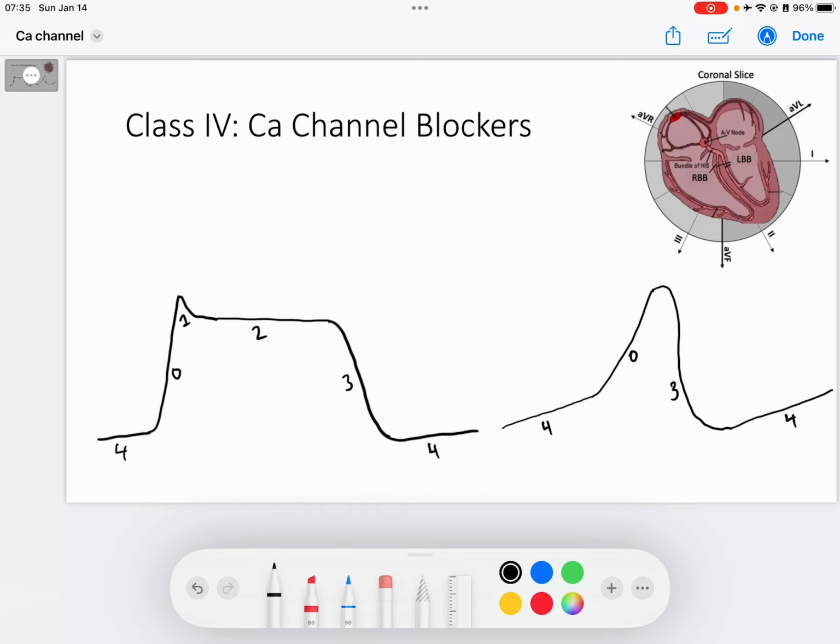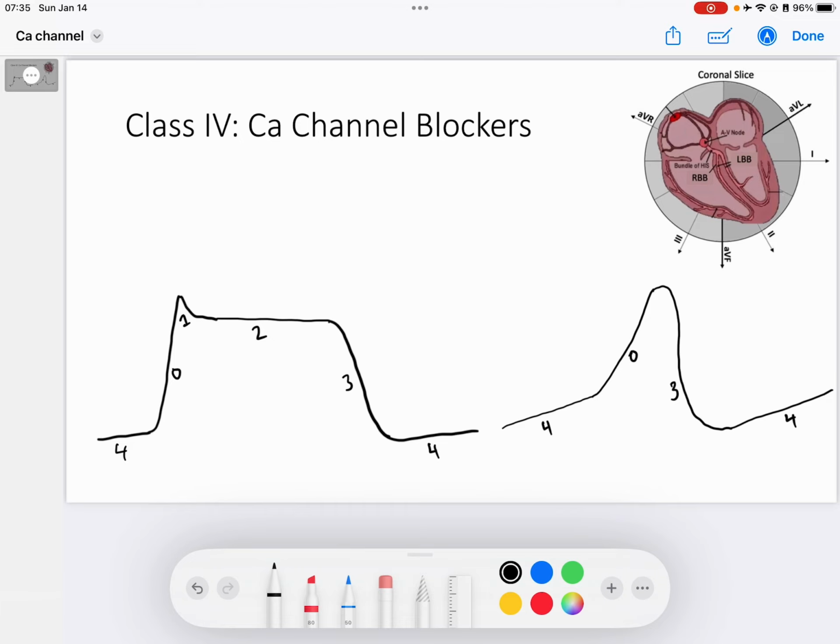Today we're going to talk about calcium channel blockers. I'll be honest, these are probably my favorite antiarrhythmics, class 4. I don't know why, I just think they're really neat. So let's talk about what they do and why blocking calcium channels is important in the treatment of arrhythmia.